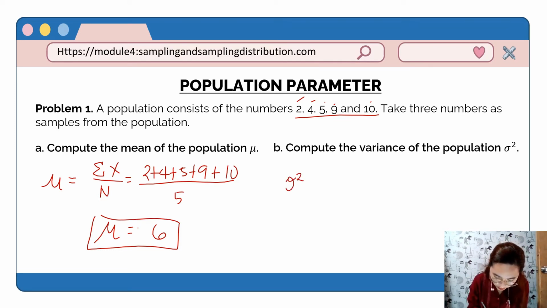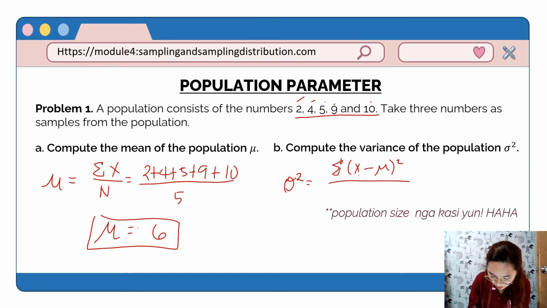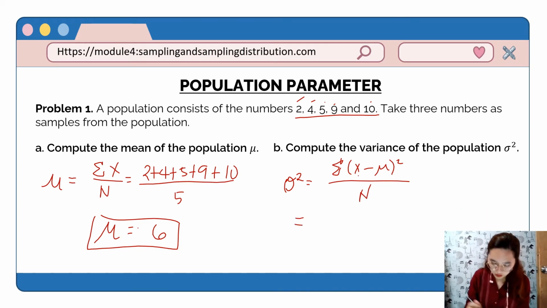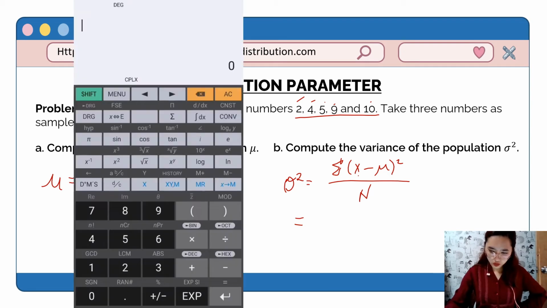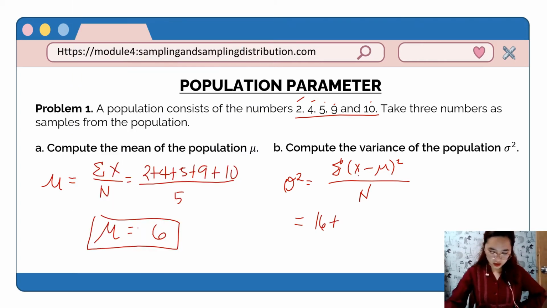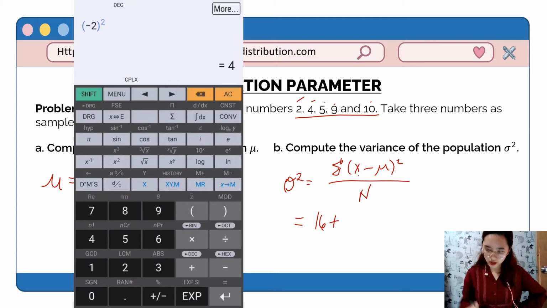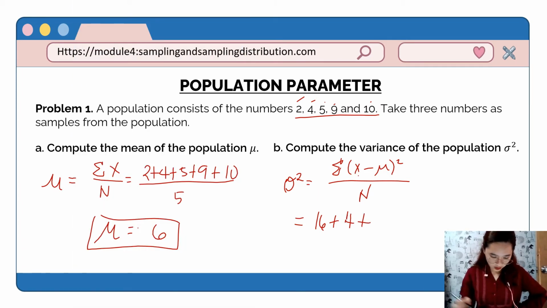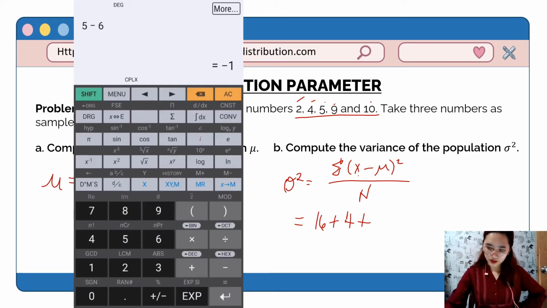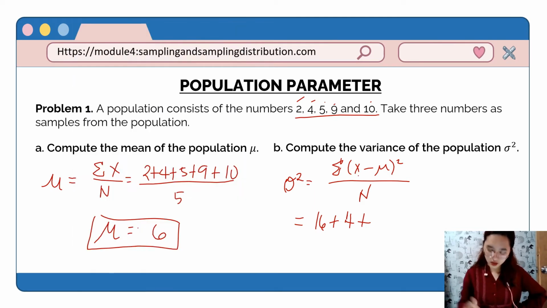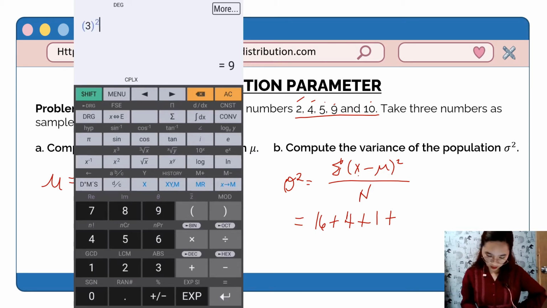The next is our variance. Again, we take the summation of x minus the mean, then squared, all over the sample size. Let's go straight on. 2 minus 6 equals, then squared, is 16. Next, 4 minus 6 equals, squared, is 4. Plus 5 minus 6, then squared, you have 1. Then 9 minus 6, then squared, you have 9. Then 10 minus 6, then squared, you have 16 also.